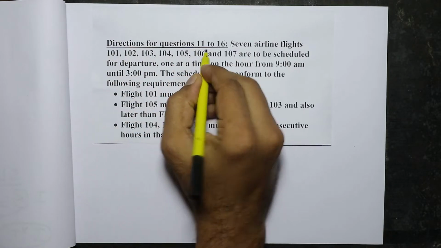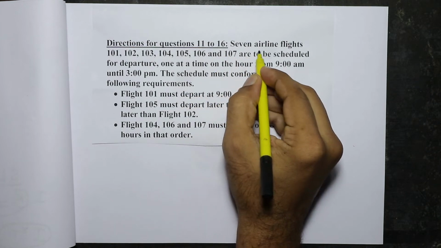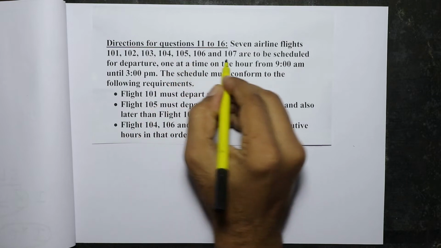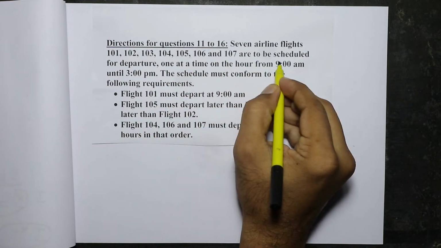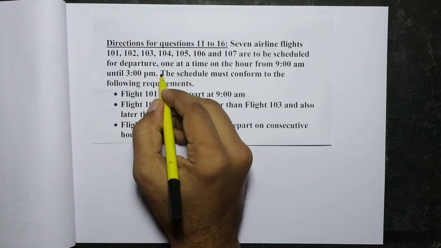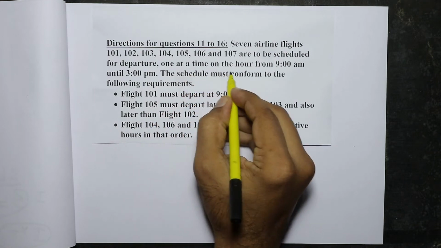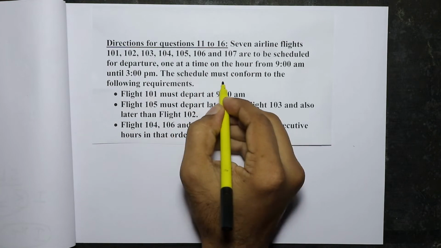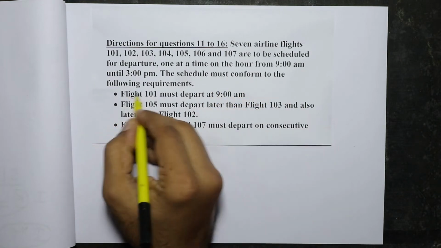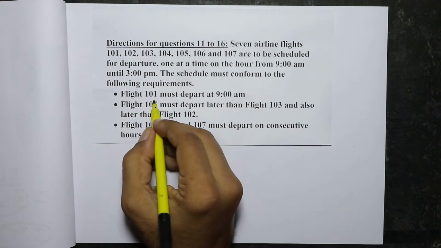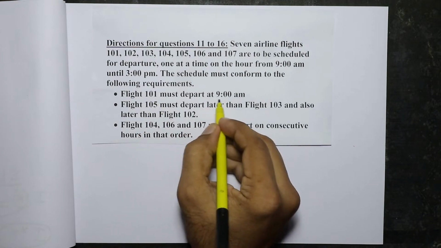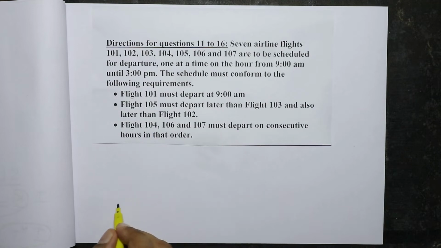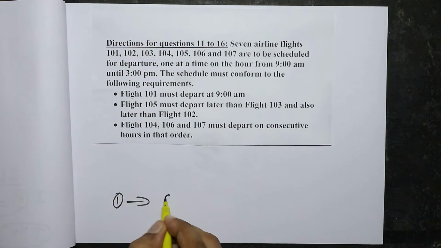Directions for questions 11 to 16. 7 airline flights 101, 102, 103, so on up to 107 are to be scheduled for departure, one at a time on the hour from 9 am to 3 pm. The schedule must conform to the following requirements. Flight 101 must depart at 9 am. So 101 I will just mark as 1. So 1 should depart at 9.